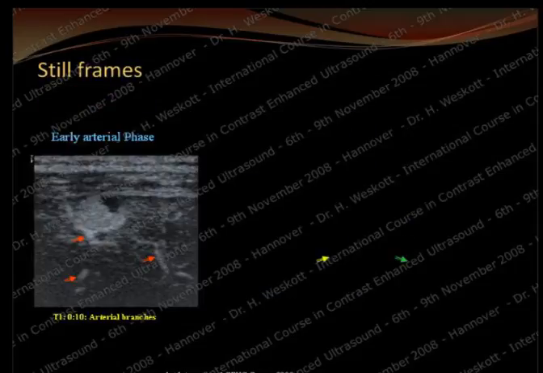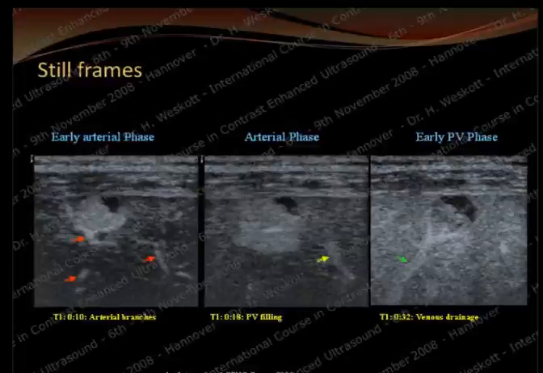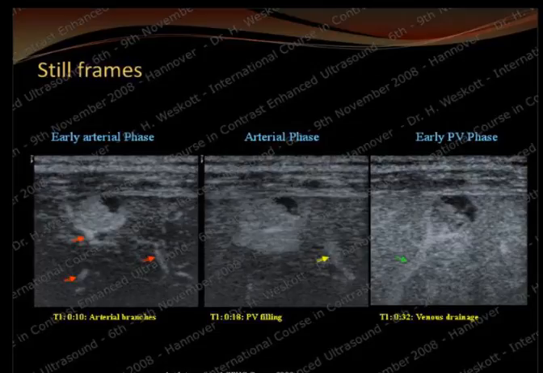Again, I show you the times. So this is 10 seconds after enhancement. You can see the early arterial phase and the filling of the tumor. You can see the supplying arteries. 18 seconds post-injection, you can see here the portal venous branches. You can see that the tumor is growing and very well defined. And this is the venous drainage. This is an image 32 seconds after injection.